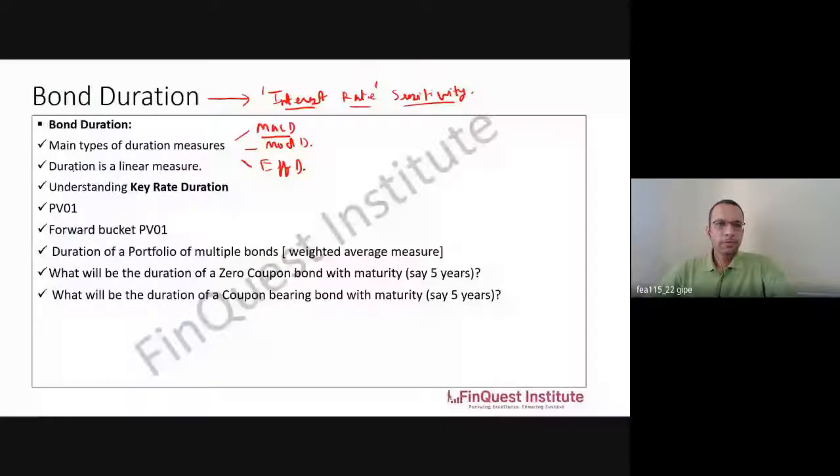So again, going back to our presentation. Before we get to key rate, let's discuss forward bucket PV01. So can you guess what would be the meaning of a forward bucket PV01, or maybe just a forward PV01? You can ignore bucket if you like. So what could be forward PV01?